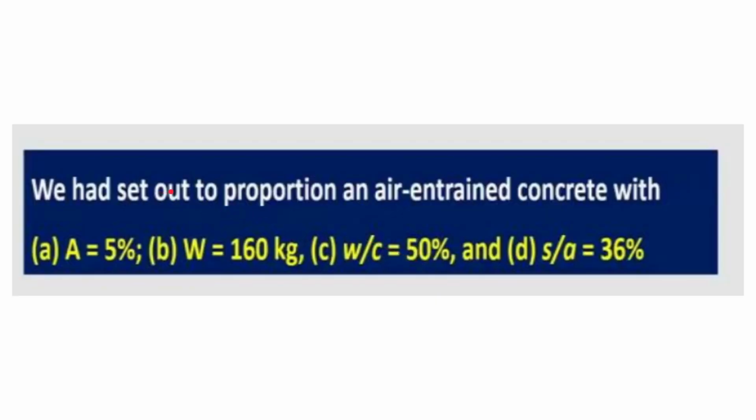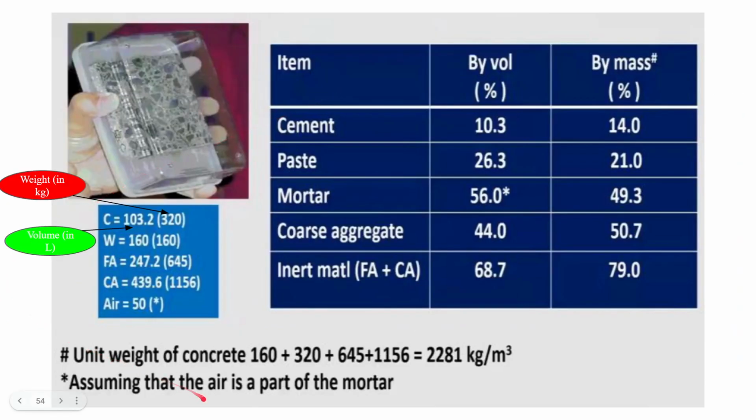In the last problem, if you remember, we had taken these values: air entrainment was 5%, water content was around 160 kg, water cement ratio was around 0.5, and S by A was 0.36 by volume. So this was the condition. If you see here, we will find that cement constituted around 10% of the volume of the concrete and 14% of the mass.